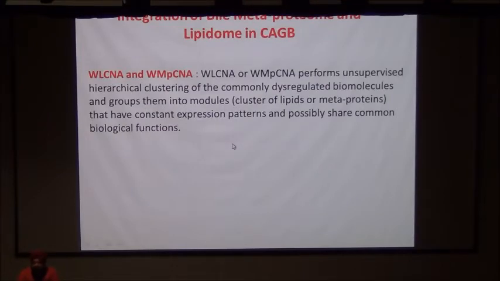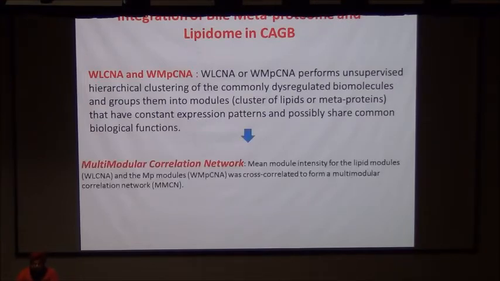So what we have done is we have made lipid modules and metaprotein modules, and then identified those modules which were disease specific, for example CAGB specific, and we made a multi-modular correlation network. We cross-correlated these modules to identify this multi-modular correlation network. So this is the result of the WLCNA.